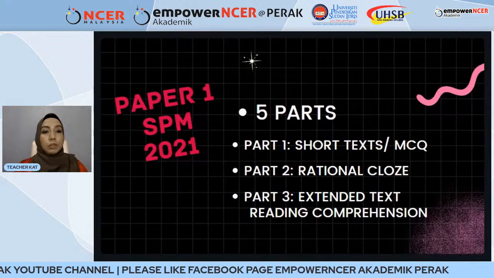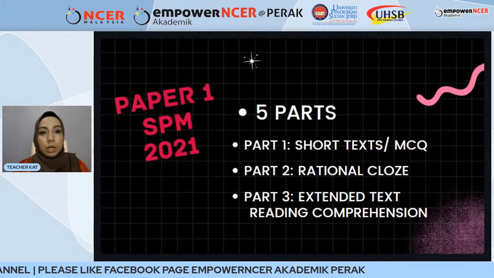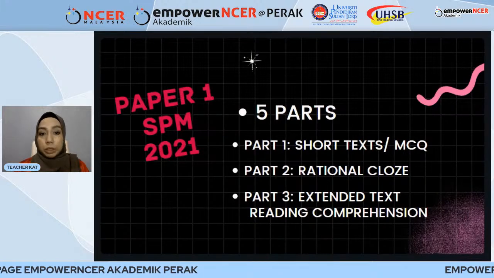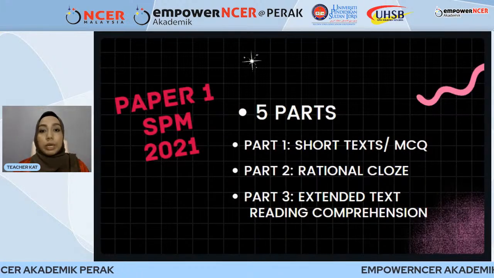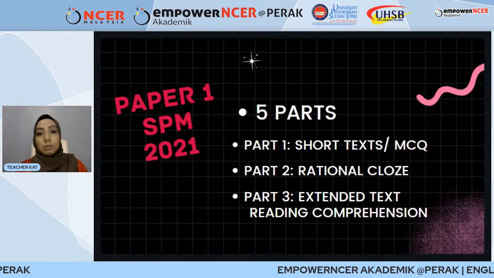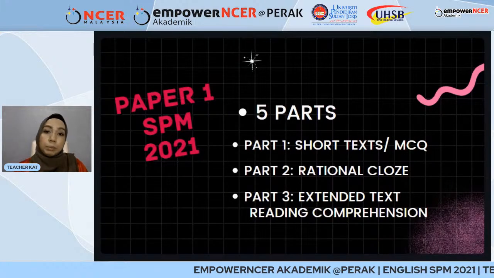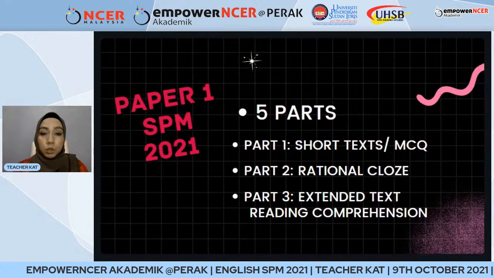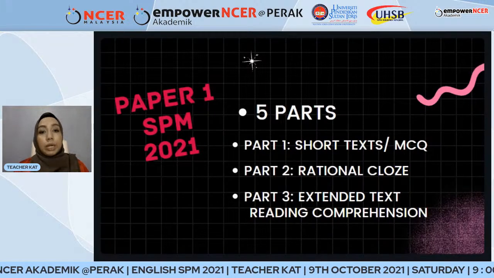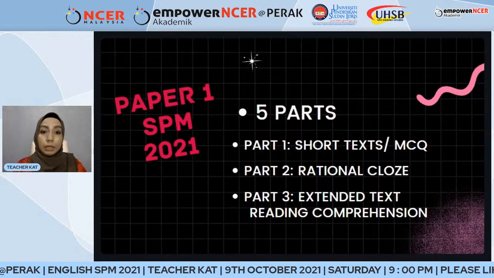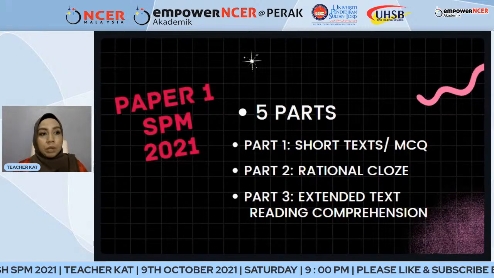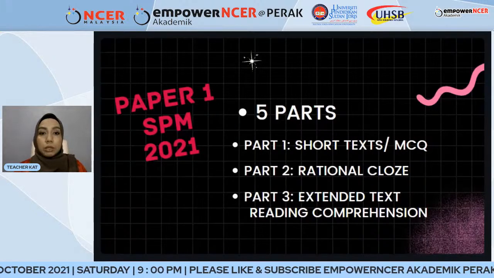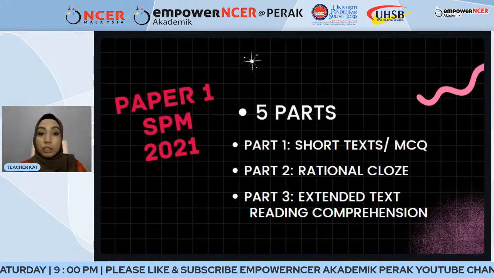Paper one, SPM 2021. There are 5 parts for this paper. It starts with part one, the short text or MCQ. MCQ stands for multiple choice questions. Then we have part two, the rational cloze. In rational cloze, a text will be given to you with a few blanks. The blanks are actually words, and you need to find the correct words to fill in the blanks.